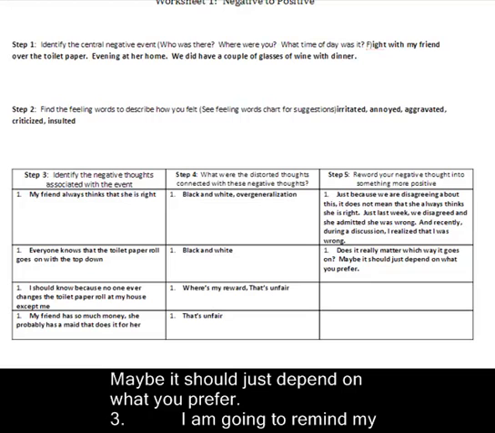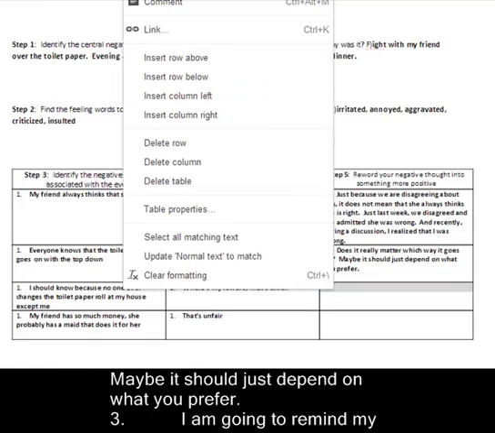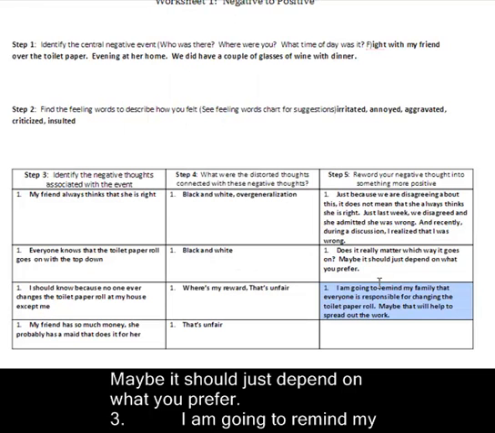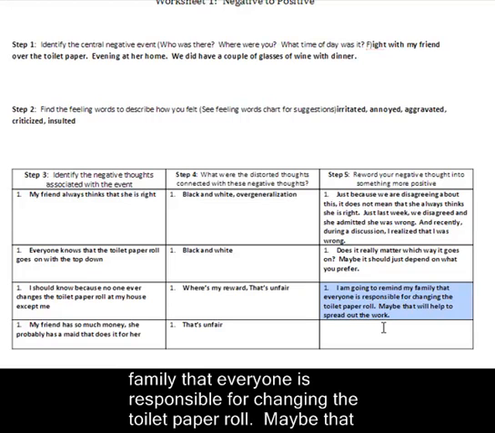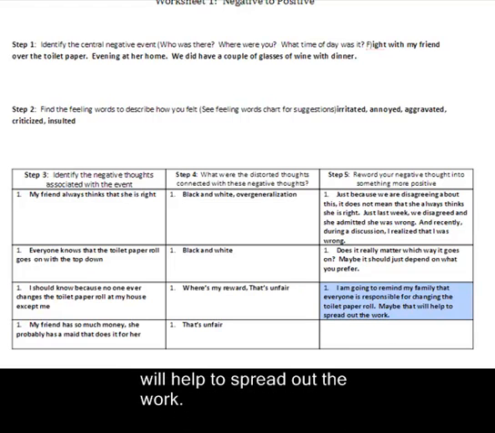For the third negative thought, that I should know because no one in my family ever does it. Well, now my new thought is because I know that that's not really related to my friends, I'm going to remind my family that everyone's responsible for changing the toilet paper roll. Maybe that will help spread out the work. So I'm sort of taking it into my own hands now, and that's a little bit better than having an argument with my friend over something that really has nothing to do with her.